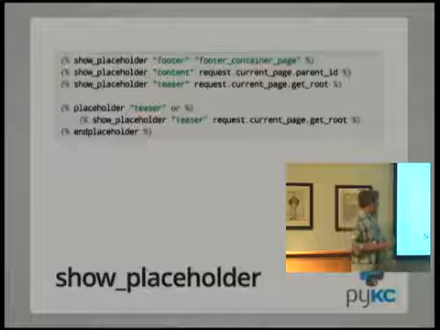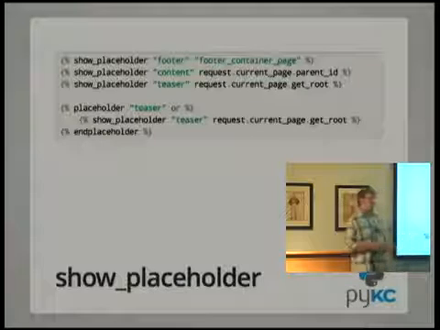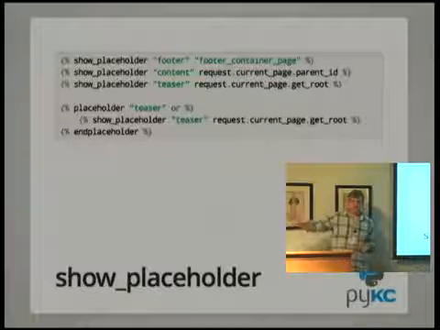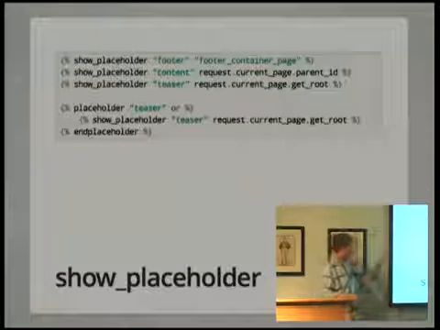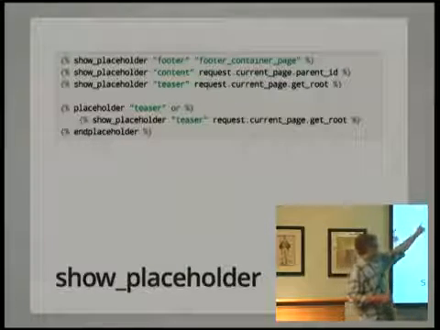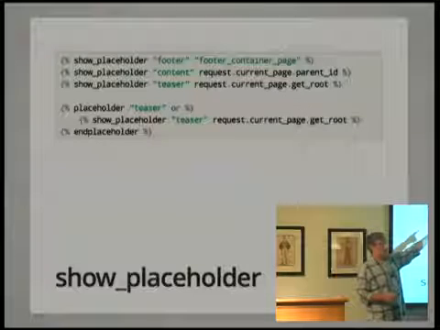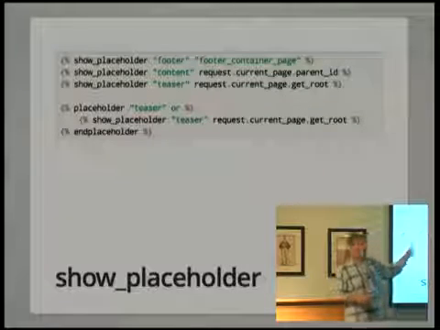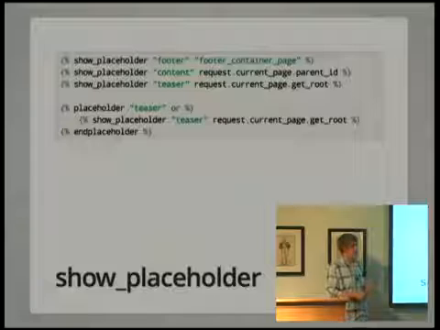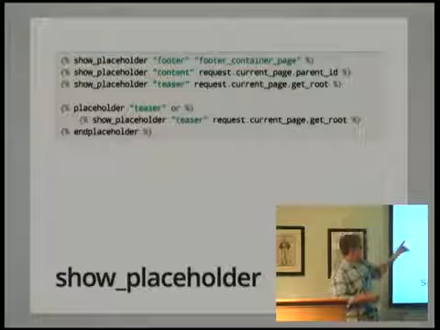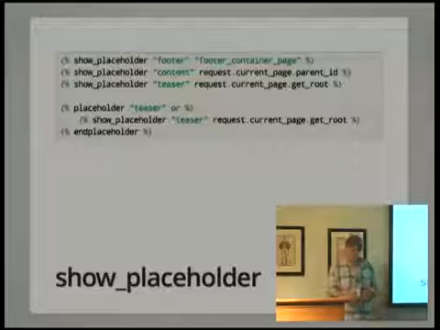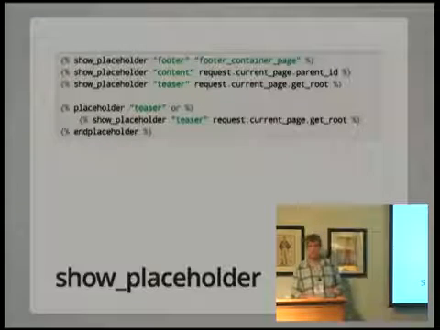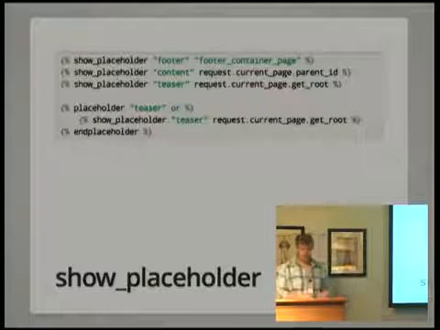Show placeholder does what it says. I want to grab content from another placeholder and put it in my template. So you access it by name. I want to find the placeholder footer from this ID. So I need to reference a page. You have to tell me what page this placeholder is on. You can do that by just giving the ID at the top, or you get a current page variable in request. You can do stuff like parent ID, get root, those sorts of things.